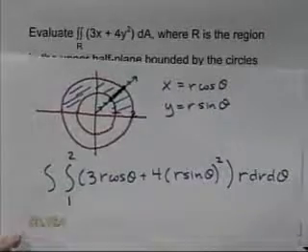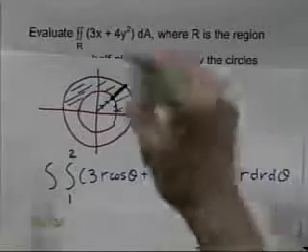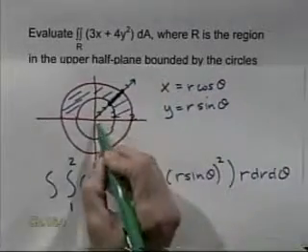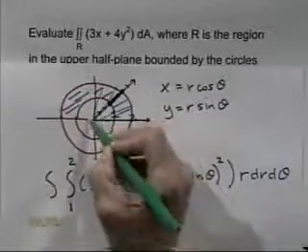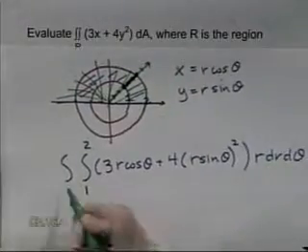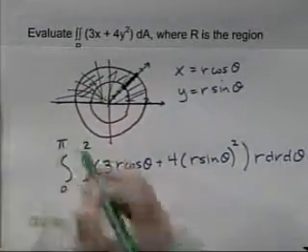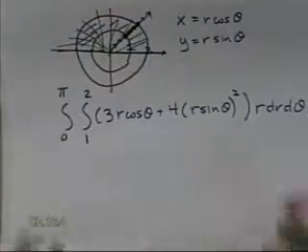Now I have that arbitrary theta, but what does my theta have to range from to get the entire region? Well, my theta is going to have to start here, and then we're going to go all the way around until we end up here. So we're going to go from 0 to pi. Okay? Now we have to do the inner integral first.